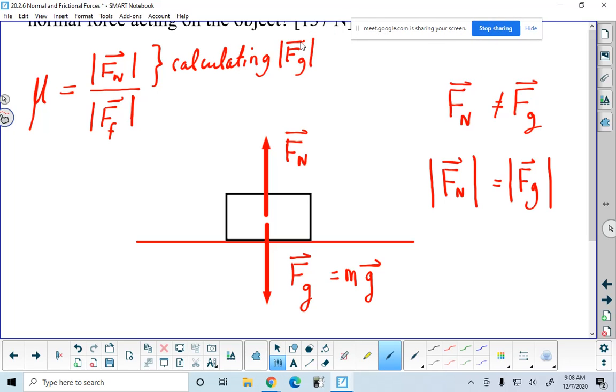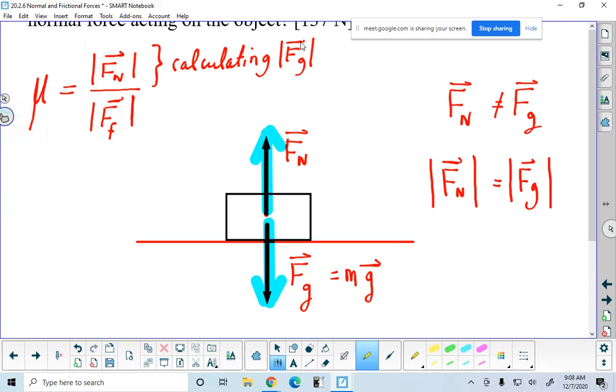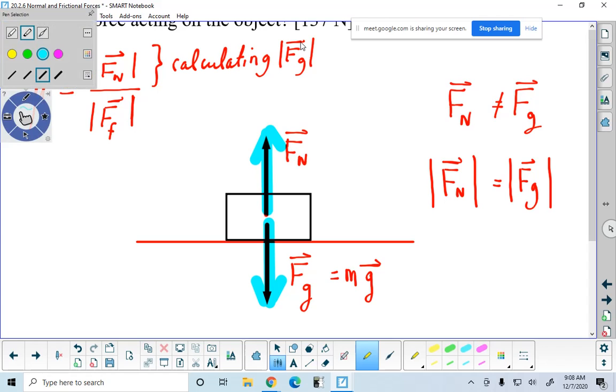And there's a lot going on here. The reason why we calculate the force due to gravity to find the normal force is because the force due to gravity downwards is exactly equal in magnitude to the normal force upward. So that's what we would do in the lab. The force of friction is the measured applied force.